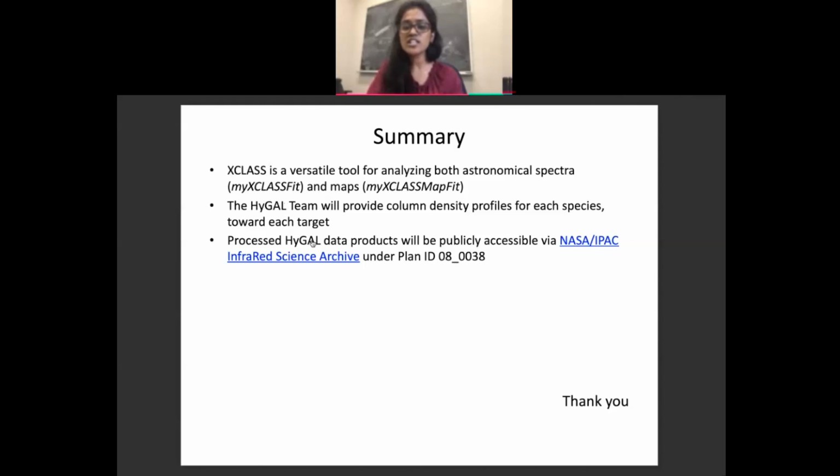And you can also find the data from HiCal in the archives using this project ID, which you can then model yourself and cross-check the values. So that's a good case study.